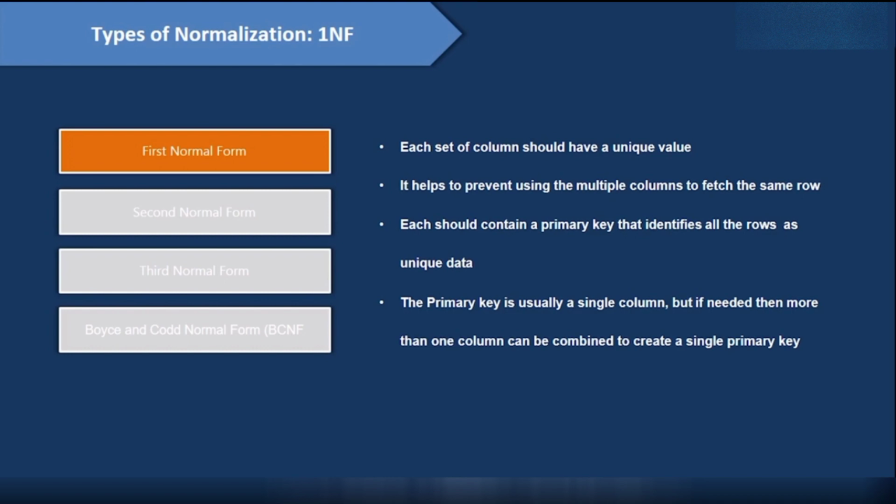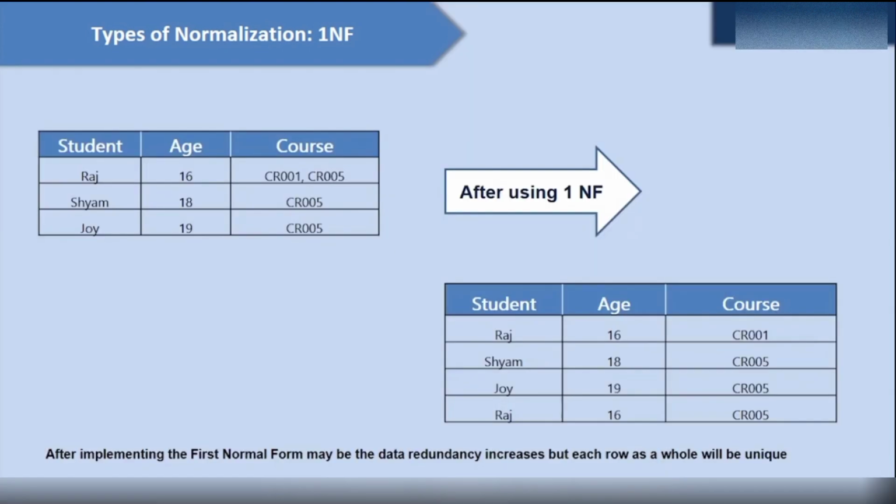Now let's have a look at how you can use them in a database. So let's have an example of that. Suppose we have a table called student, age and course, right? Now you can see in the first table we have 2 courses under Raj. So from that we can say maybe Raj is enrolled for 2 courses, that is CR001 and CR005. But whenever we use first normal form, we are not allowed to have more than one value in one column. So in that case, you need to make 2 rows for Raj.